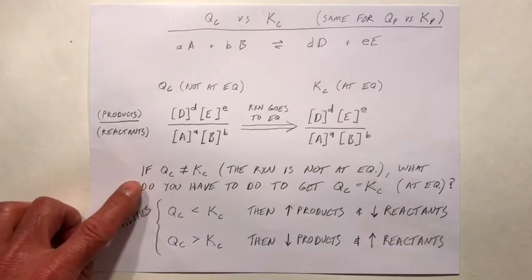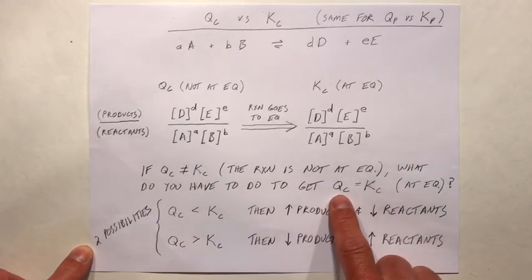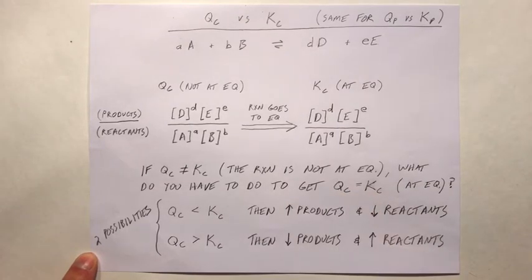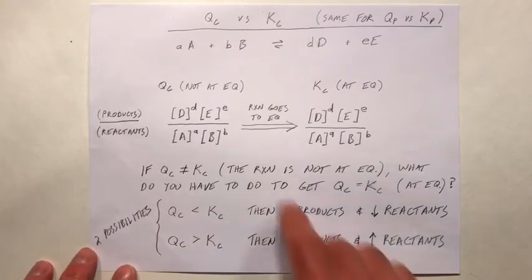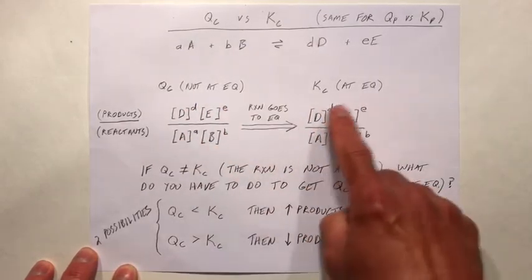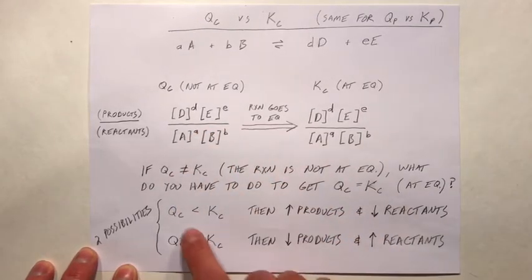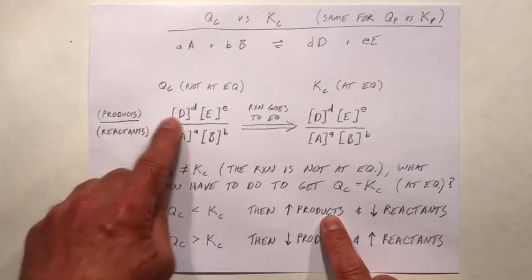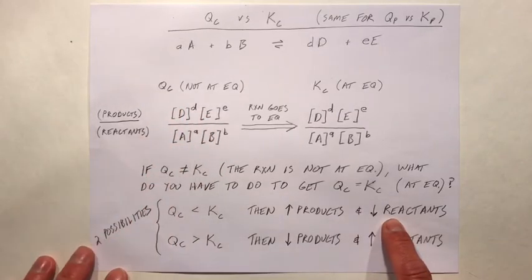Now, if QC is not equal to KC, the reaction is not at equilibrium, the question is, what do you have to do to QC to get it to be equal to KC? What do you have to do to get the reaction to go to equilibrium? Well, there's two possibilities. If QC is less than KC, in other words, this expression with values not at equilibrium is less than this expression with values at equilibrium, in order to make this bigger to make it equal, we have to increase the products in the numerator and decrease the reactants in the denominator. That would make that fraction bigger.